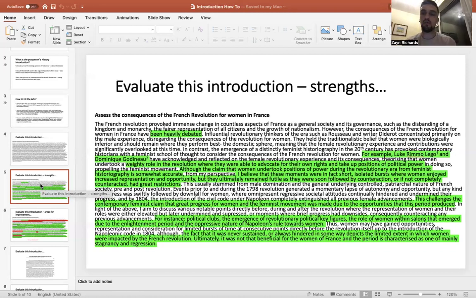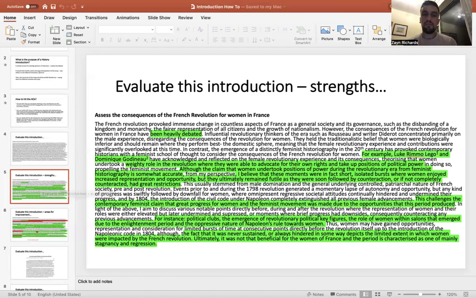And then they say, although they claim that women undertook positions of power during the revolution era, so they're introducing, that's a really good sentence starter to basically disagree with a certain claim. So they're positioning themselves in relation to current historians, okay, which is great. So that's them ticking the AO3, introducing that evaluative component.